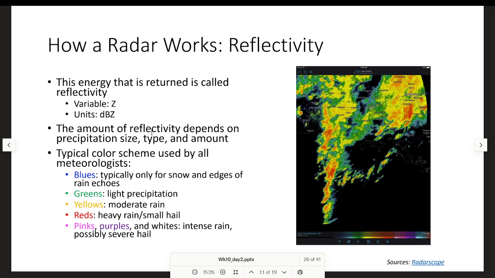Blues are usually for snow and the edges of the rain echoes. You can see around the echoes there's a little blue layer, so not too heavy. Then the greens, like here and a bit closer to the echoes, are light precipitation. These yellow regions are moderate precipitation. And then the reds are heavy precipitation or small hail. If you get into the pinks or purples and even the whites, you have very intense rain, but possibly severe hail.